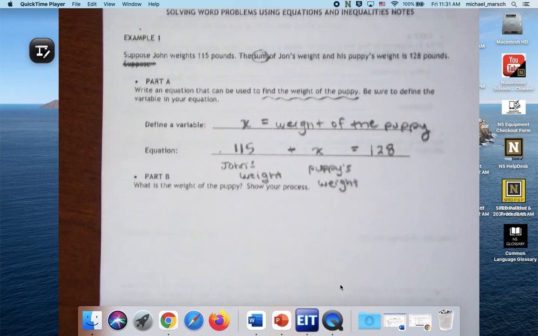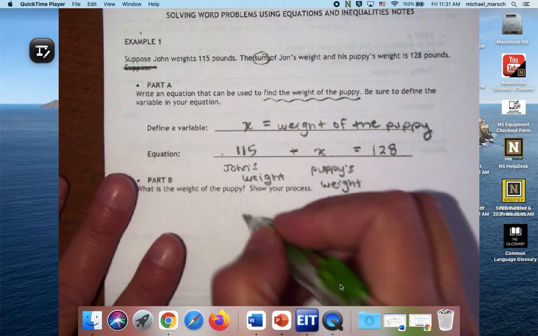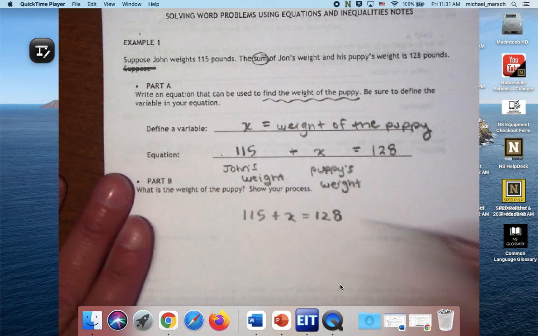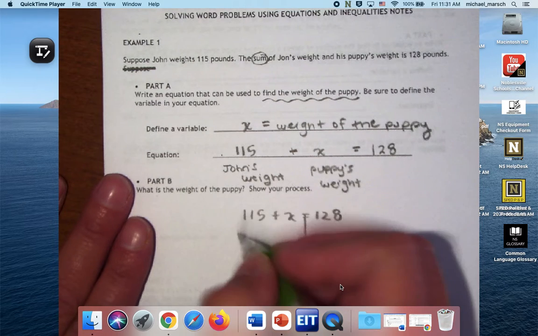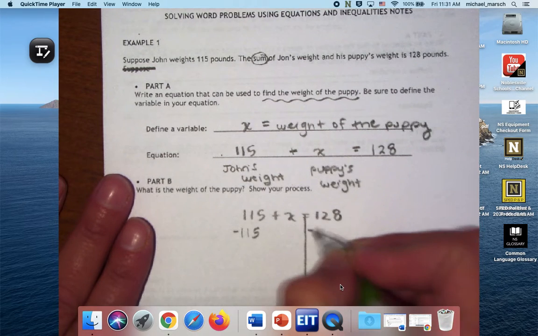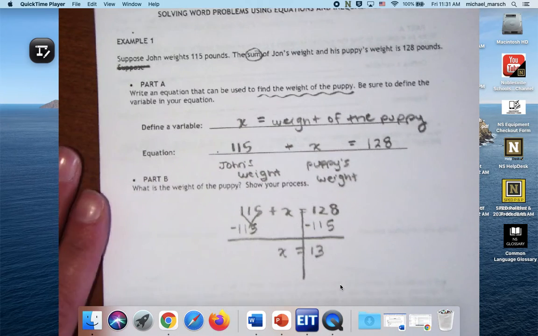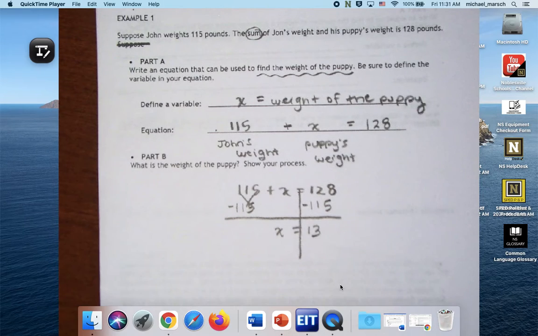So now we're going to use that super simple equation to find out the puppy's weight. It's a one-stepper. X equals 13.